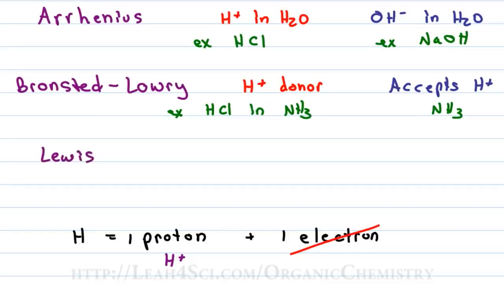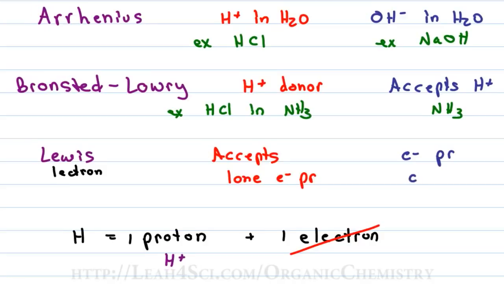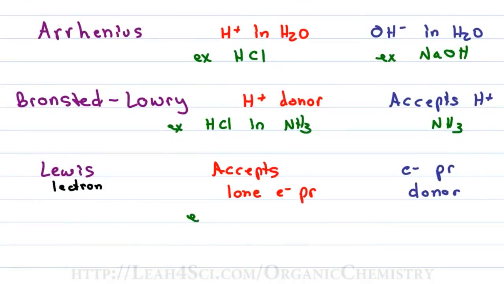The final definition is the Lewis acid and base, and this is different than the other two because we're not looking at the transfer of a proton between 2 molecules. Instead, we're looking at electrons. And the way I remember this is I think of Lewis having to do with electrons. A Lewis acid is something that accepts a lone pair of electrons. Okay, E- is how I'm going to refer to electron, and PR for pair. And the Lewis base is something that donates the lone pair of electrons, so we'll call it an electron pair donor. A good example you'll see for a Lewis acid is AlCl3 or even BH3, which show up in your reactions.